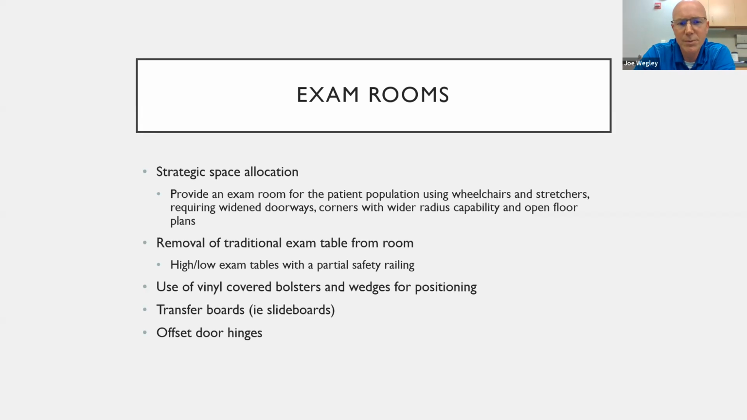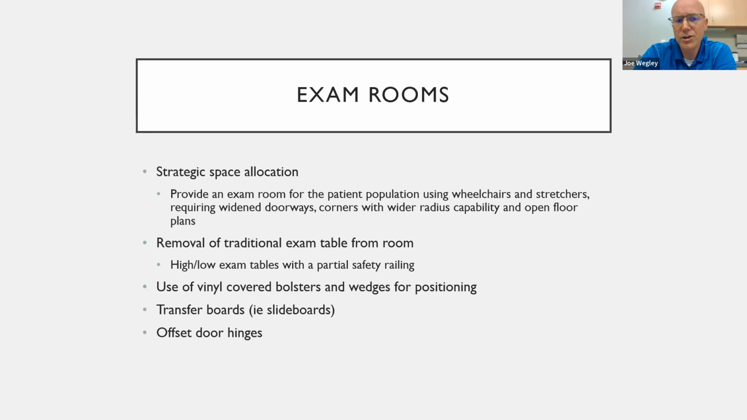The traditional exam room table is not very accessible for a wheelchair user, so at least in one room, it would be encouraged to remove it. If you can, get access to an electric high-low exam table with a partial safety railing. That railing will allow a patient to feel safe on the mat table, and they can use it to assist with their mobility. We use a lot of vinyl covered bolsters and wedges in our environment to help position patients for comfort during an examination.